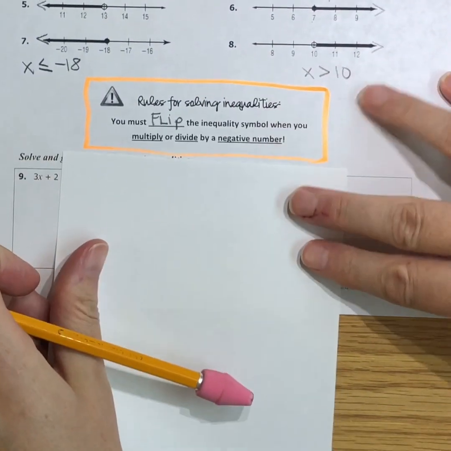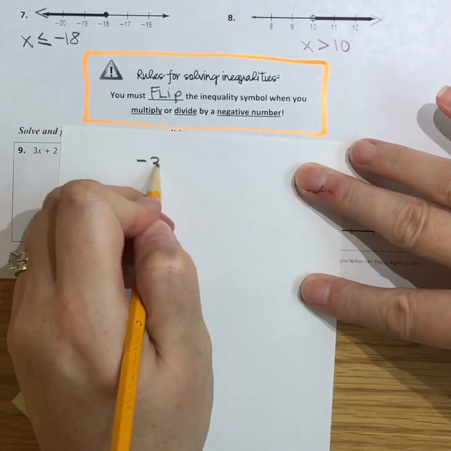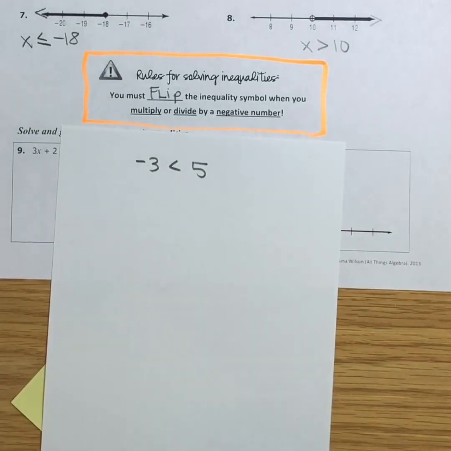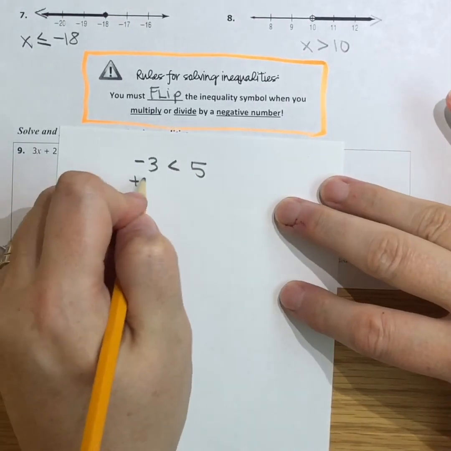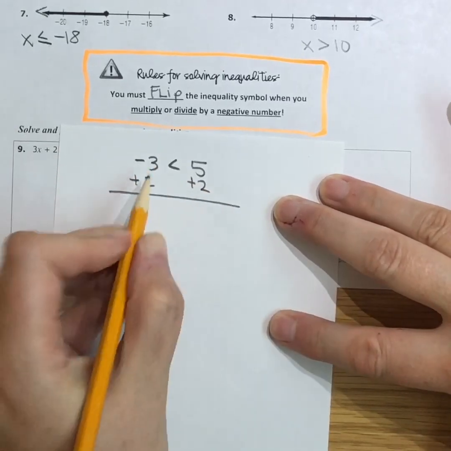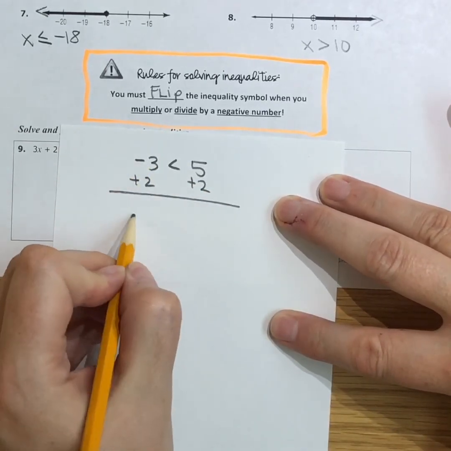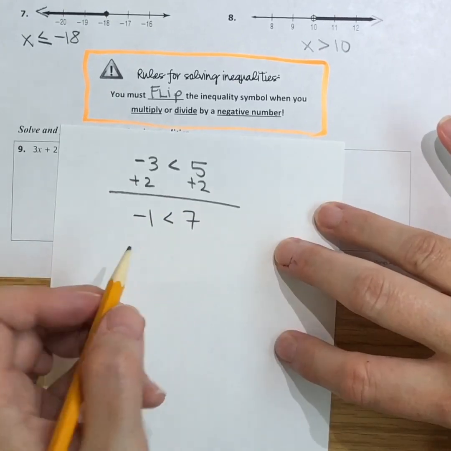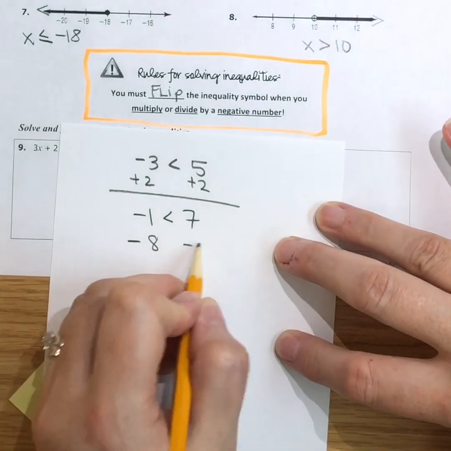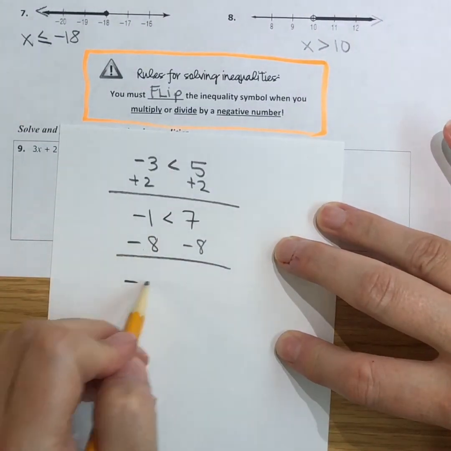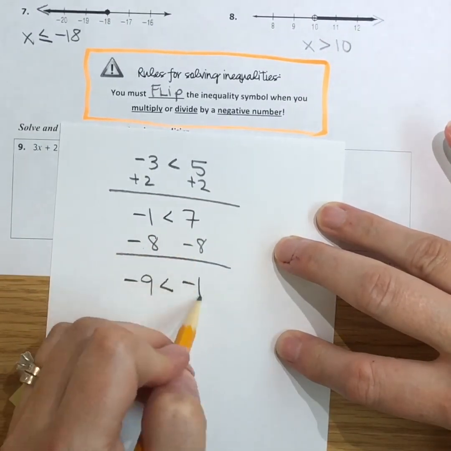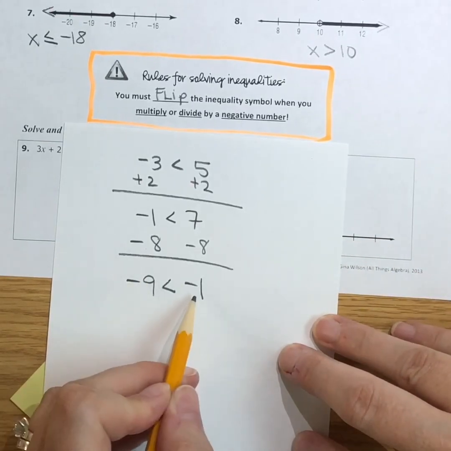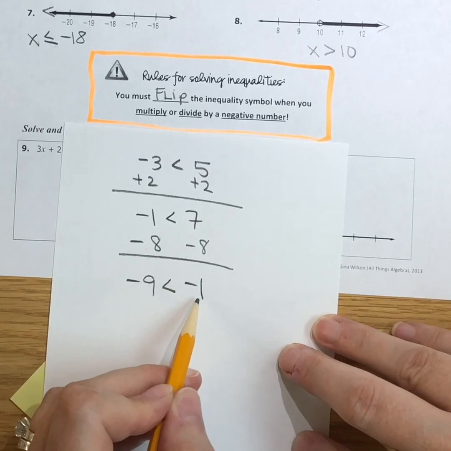So why this rule holds true. We know that -3 is less than 5, right? Well, if I hold the properties of equality, and let's say I add 2 to both sides, -1 is less than 7, that still holds true. Let's say I subtract 8 on both sides. So this gives me -9 is less than -1. Well, that's true because -9 is further away from 0 than -1 is.